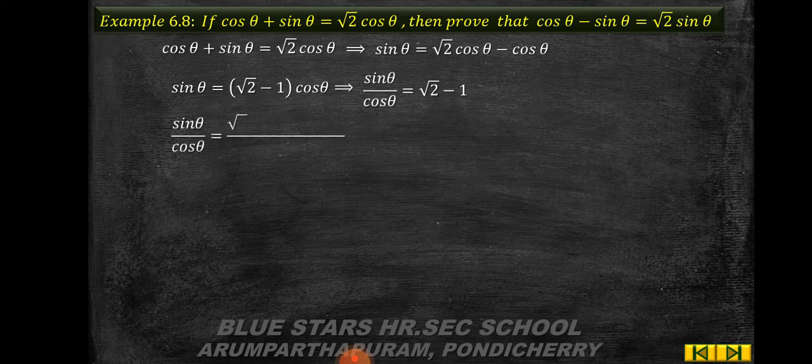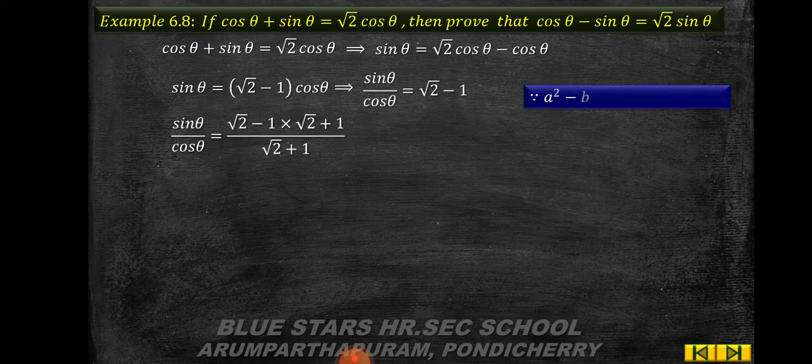That is sin theta by cos theta is equal to root 2 minus 1 into root 2 plus 1 divided by root 2 plus 1. Here root 2 plus 1 is nothing but the conjugate of root 2 minus 1. You know the formula, a square minus b square is equal to a plus b into a minus b. So here the value of a is root 2 and the b value is 1.